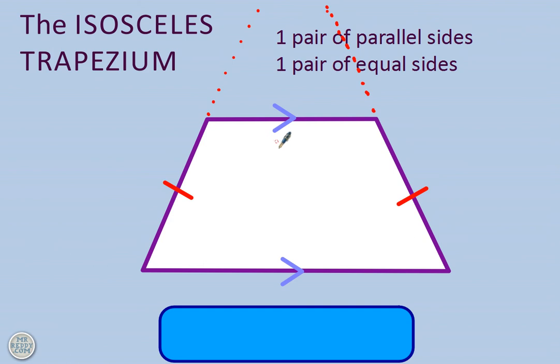So the trapezium, difficult to spot. It only has one really important property. That's the fact that it has to have a pair of parallel sides. It then becomes an isosceles trapezium if it also has one pair of equal sides. What would happen if it had two pairs of equal sides and only one pair of parallel sides? I'll let you figure that one out. Doesn't sound possible to me.